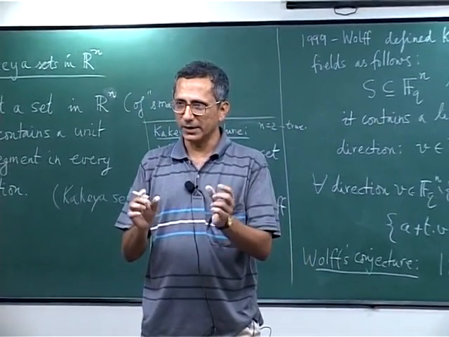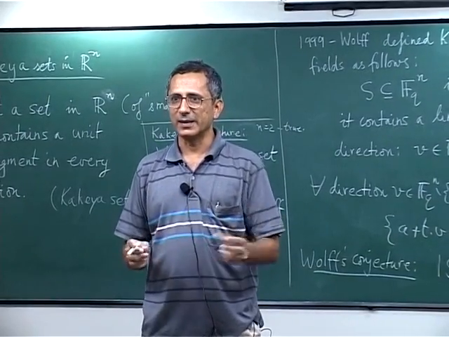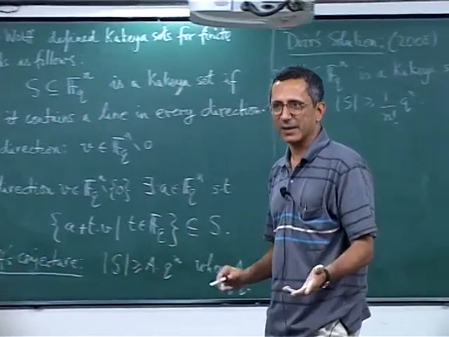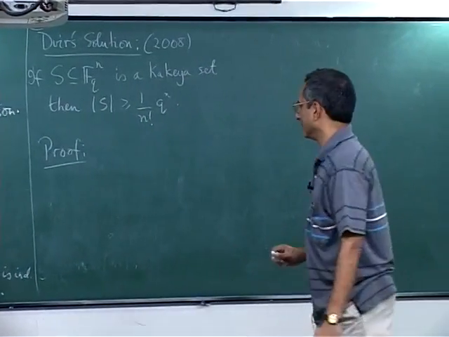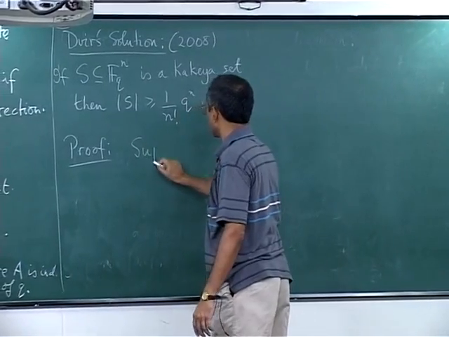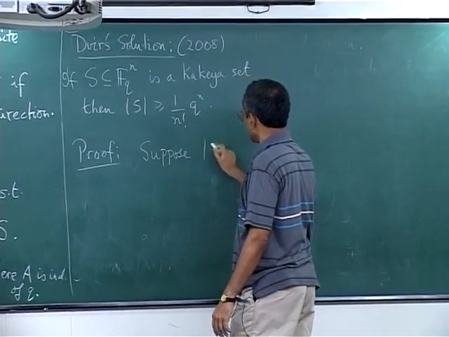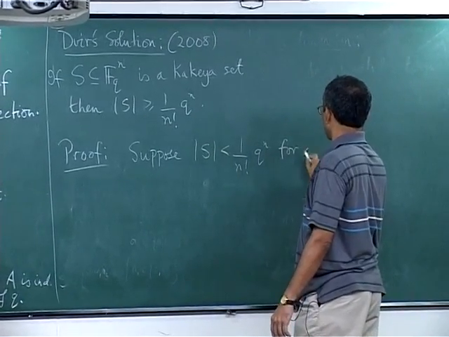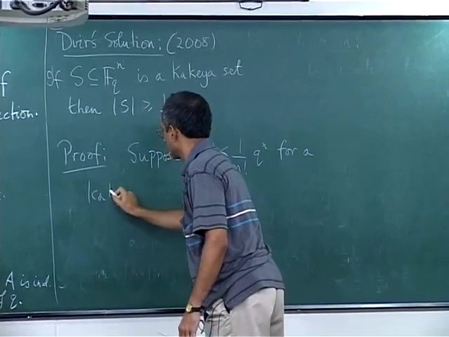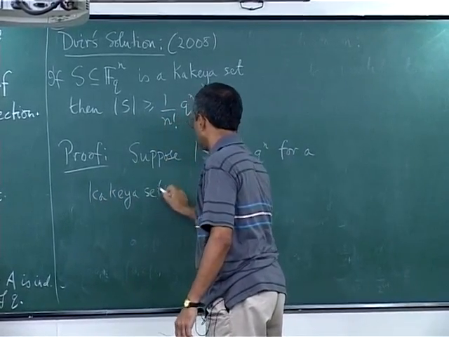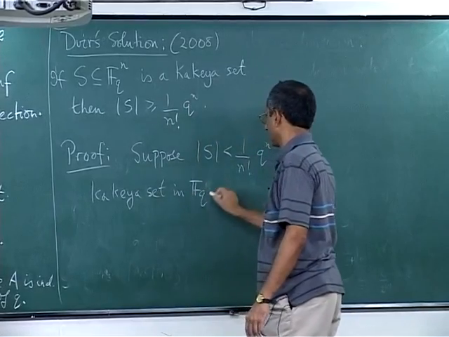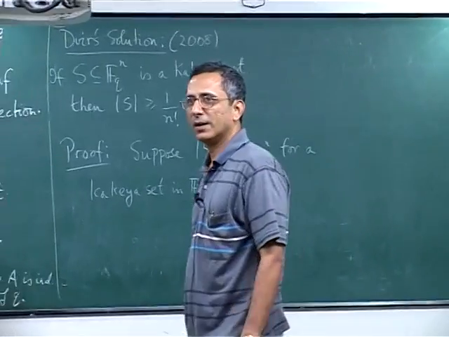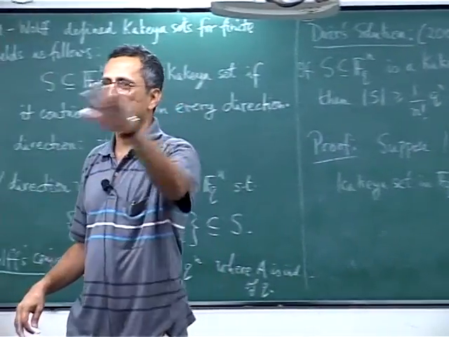We already know all the little things that are required to prove this. So the proof is by contradiction, as you can guess. So suppose not. Suppose cardinality S is strictly less than q power n by n factorial for a Kakeya set. What should we try to do? If you have a small set, you should be able to put a polynomial through it.